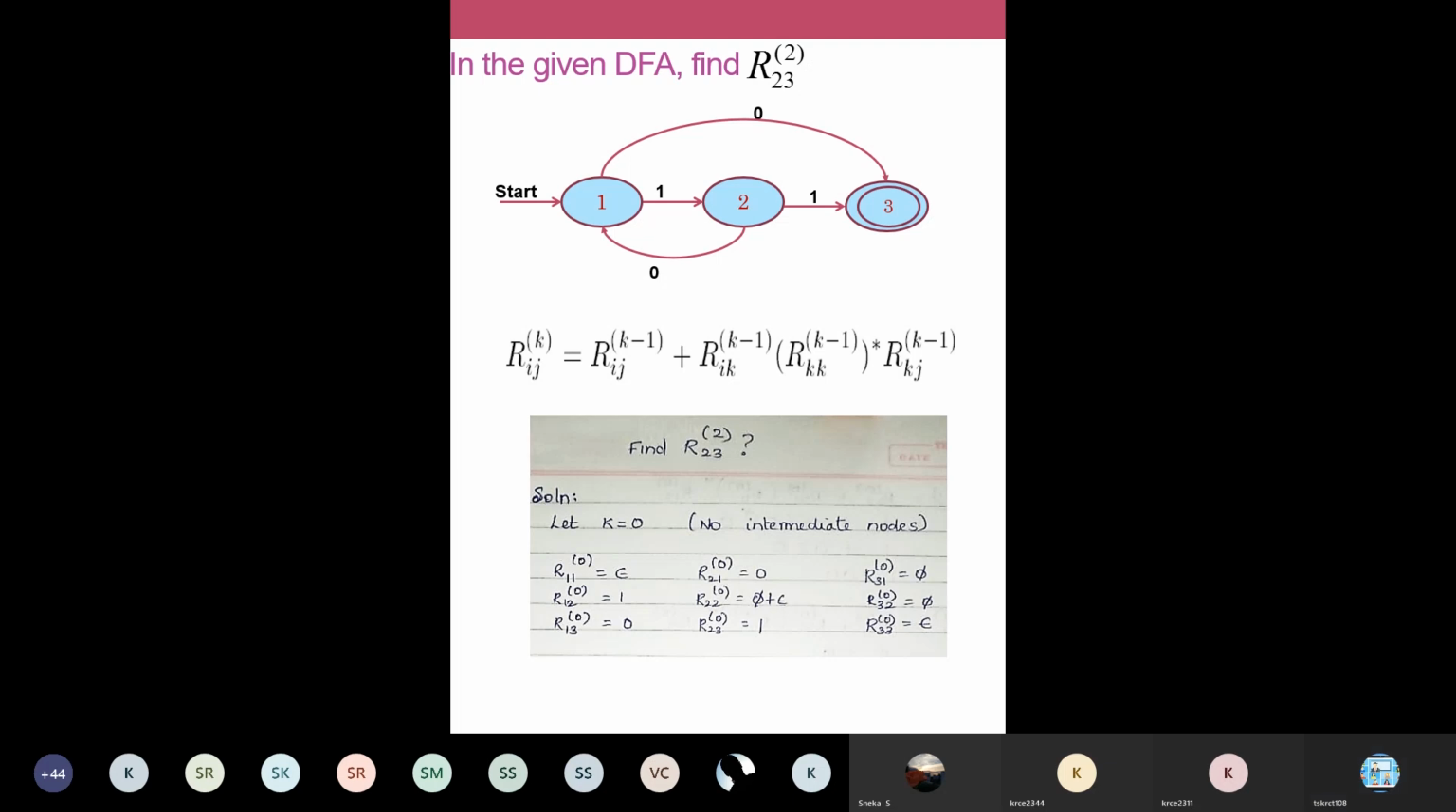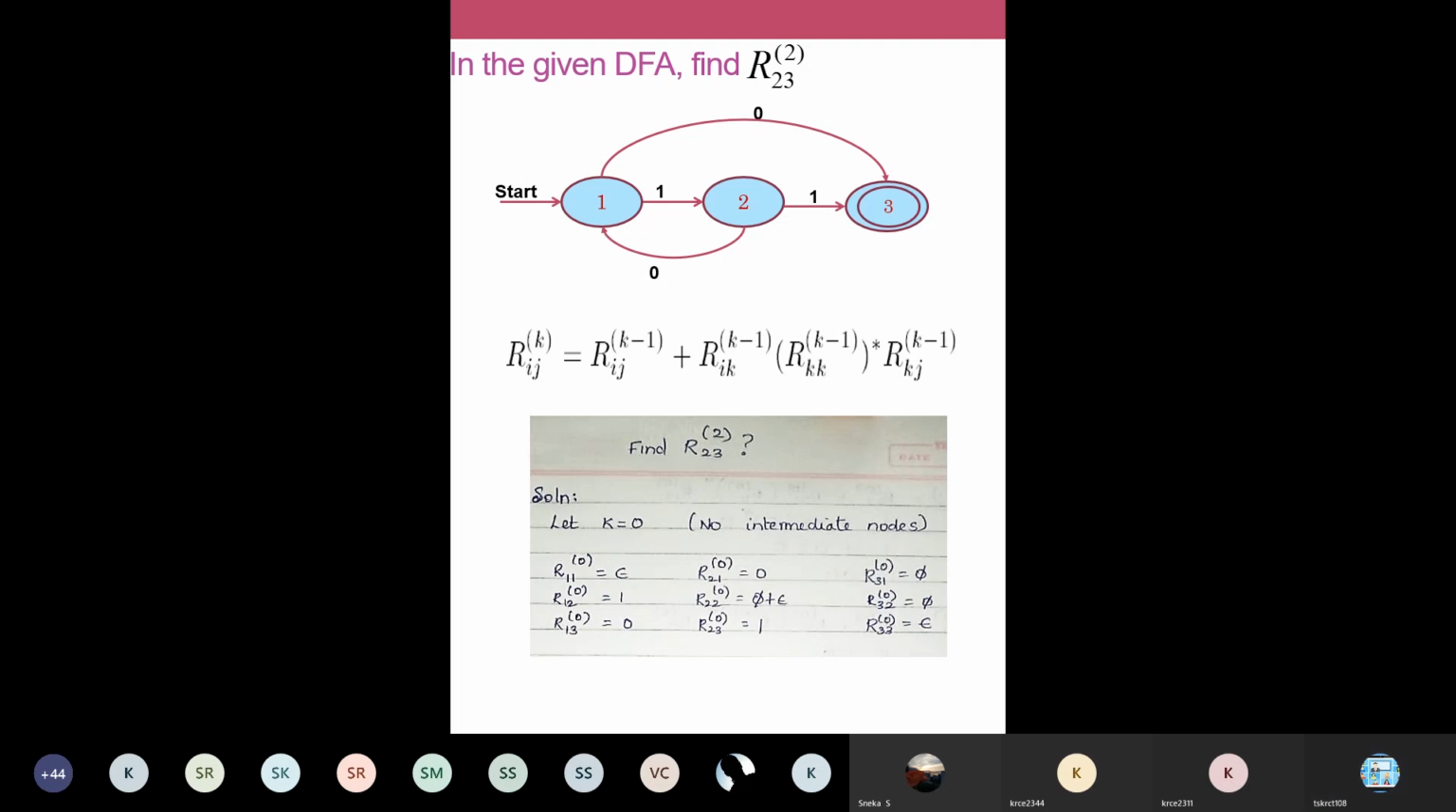Any guess? So you take the starting initial node and accepting node. That will give you the i and j. So Rij of 3, so R13 of 3. That will be the regular expression for this entire diagram. The same question, if it is asked in that way, you have to find out R13 of 3. Okay, R13 of 3 is the regular expression for this entire diagram.